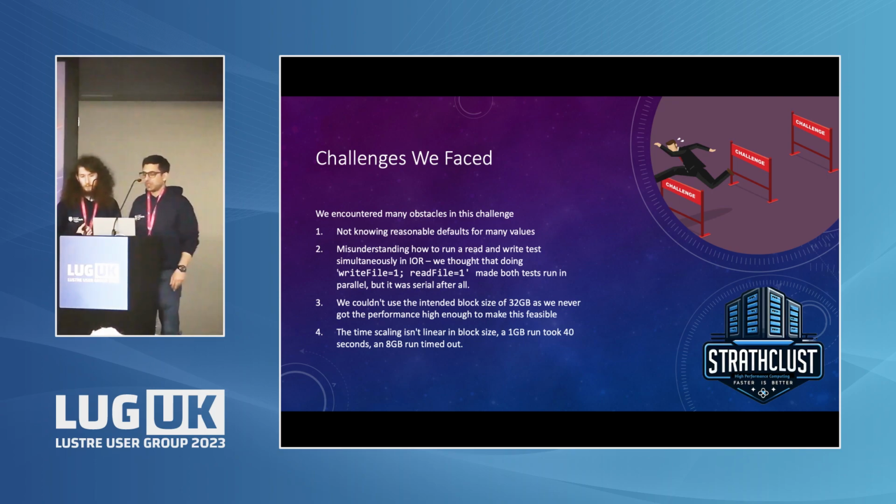Some of the biggest challenges we faced were, first, we pretty much didn't know which were the reasonable defaults for many of the values to tune. We had some misunderstandings with the documentation. Actually, we thought that we were running simultaneously, but setting 2 parameters to 1, and well, it was serial after all. We had to change that. Then we couldn't use the intended block size of 32 gigabytes, and the time scaling isn't linear in block size. A 1 gigabyte run took 40 seconds, and an 8 gigs run timed out.